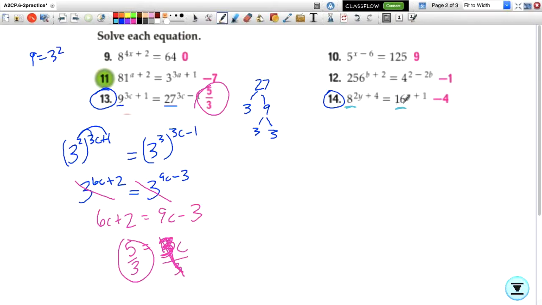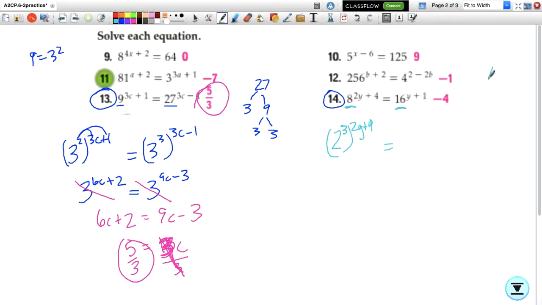So right offhand, I know that 16 is 4 squared. But I can't make 8 a base of 4, okay? Because 8 can't be broken down into prime numbers that are 4 and 4. It's going to be a 2 with a 4. You can't do it. So I'm going to break everything down into 2's. So I know 8 is the same thing as 2 to the third power. We've done that a lot, so hopefully that's familiar to you too.